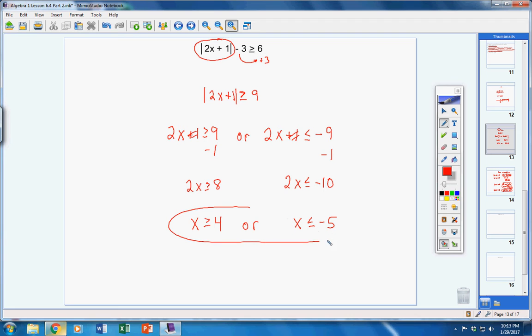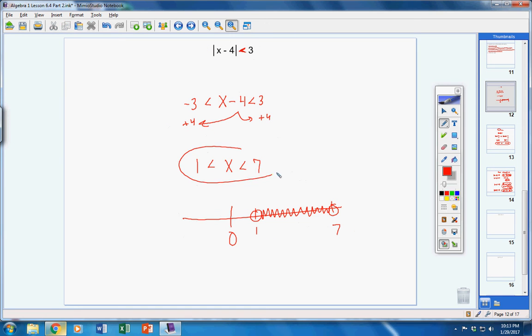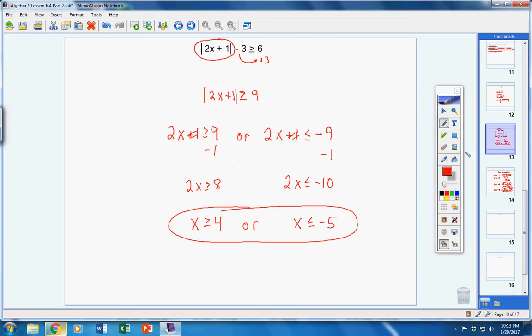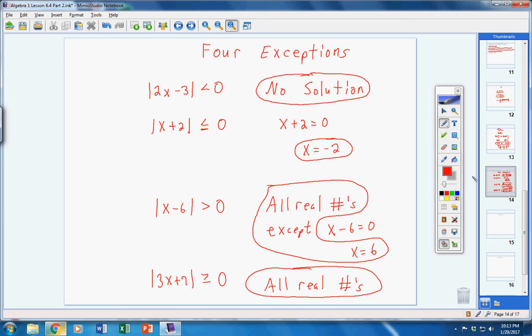And there's your answer. So in the last problem, your answer was a conjunction. In this problem, your answer is a disjunction. If you were to graph, it would look like this. Here's 0. Here's negative 5 over here. Here's negative 4 right here. X is greater than or equal to negative 4, or x is less than or equal to negative 5. And there we go. Alright, let's move on. Let's try a bunch of these, okay? Here we go.